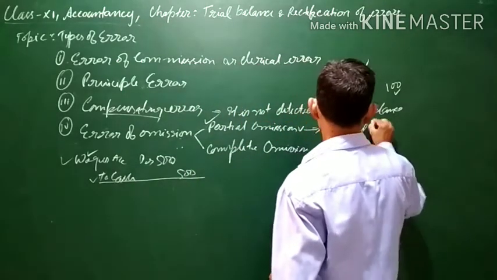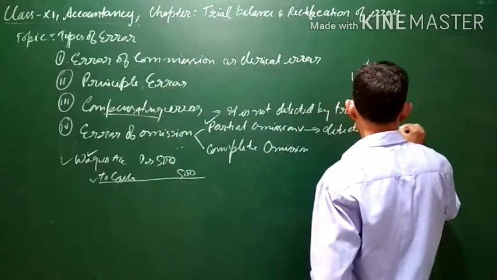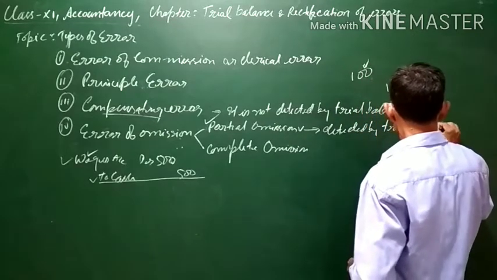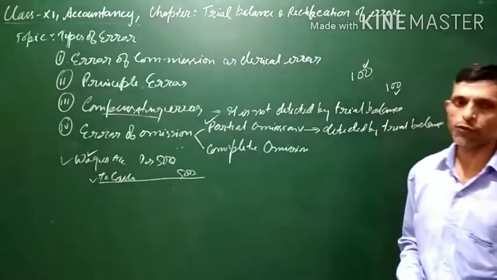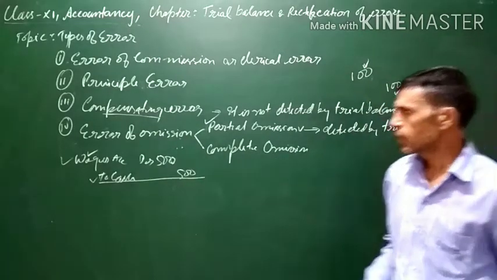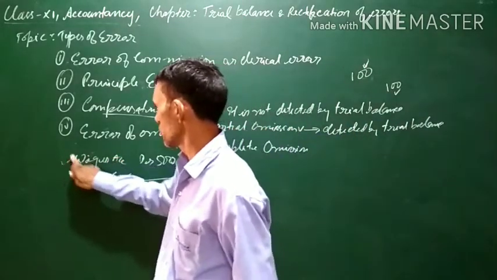It can be detected by trial balance. And the next is the complete omission. Under error of omission, the next is the complete omission, where both aspects of the transaction are not recorded.